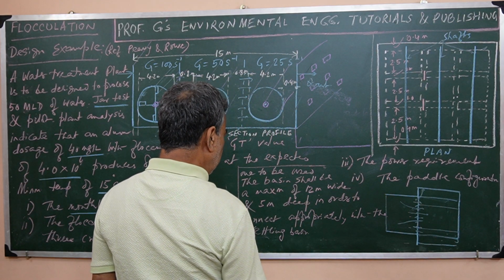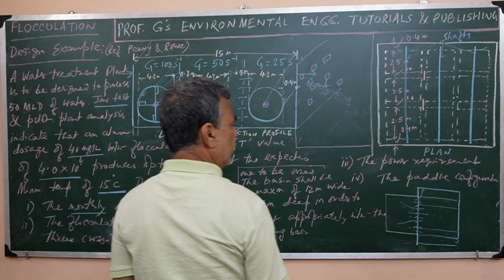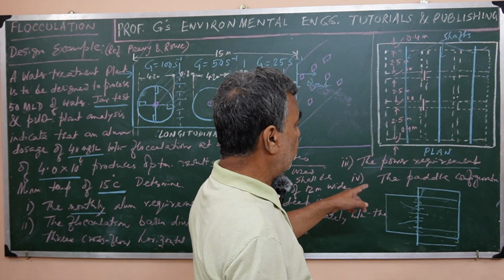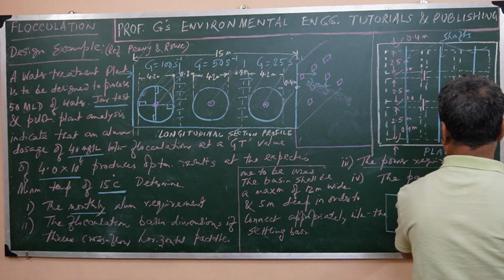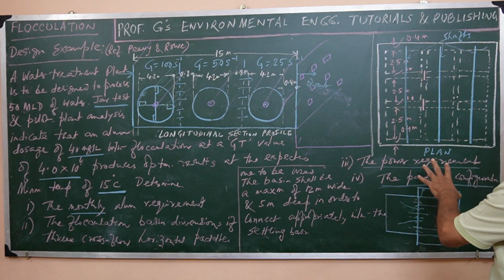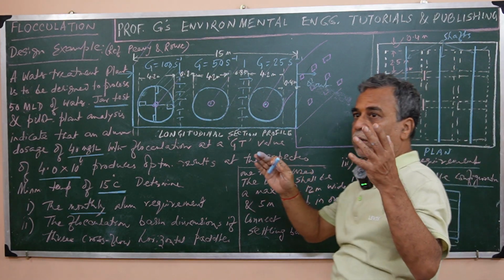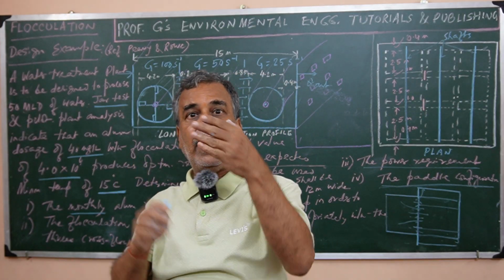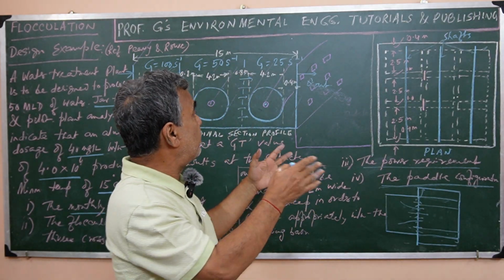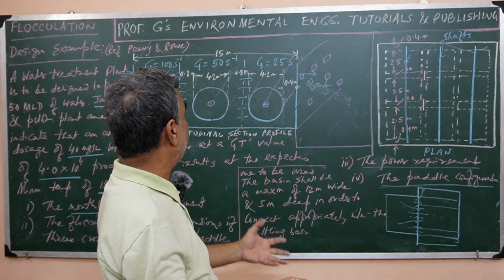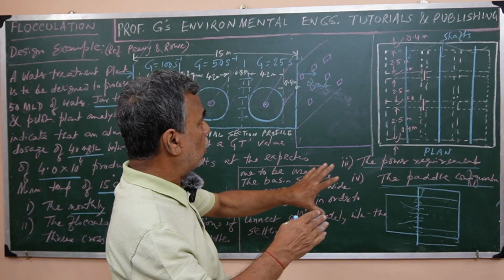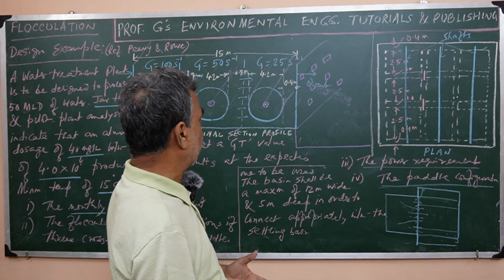Now the third one is the power requirement, right? We have to find out the power requirement and the paddle configurations also. Here you have to understand that the detailing is done so that you develop an idea about the paddle configuration, how the paddles are placed, right, and their dimensions and configuration. So these are clear, so that is why I have drawn this one. I will further draw to clarify it further also, right?